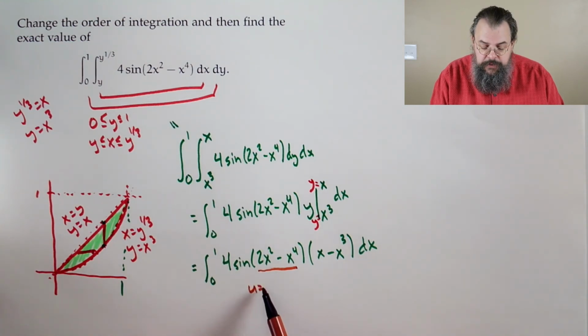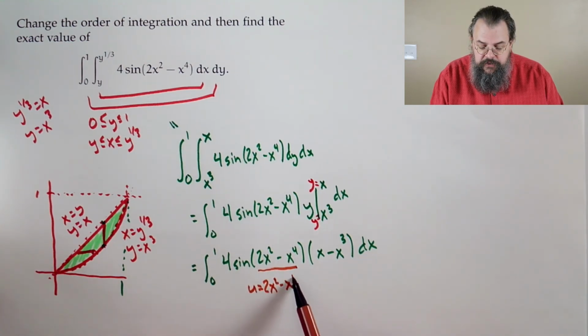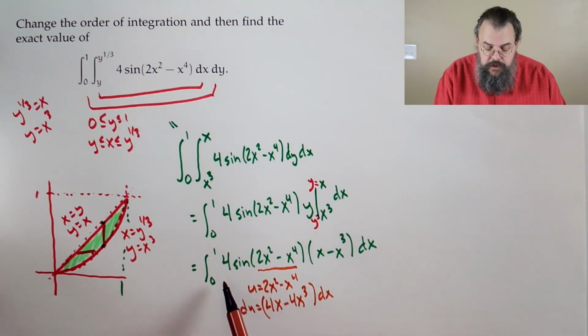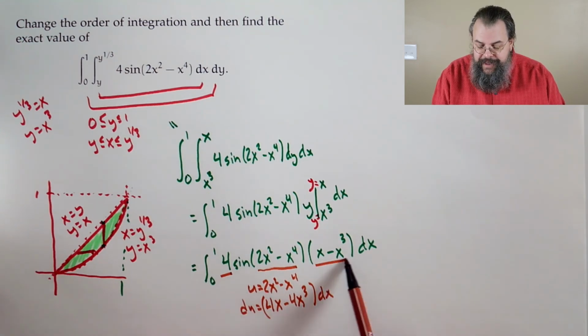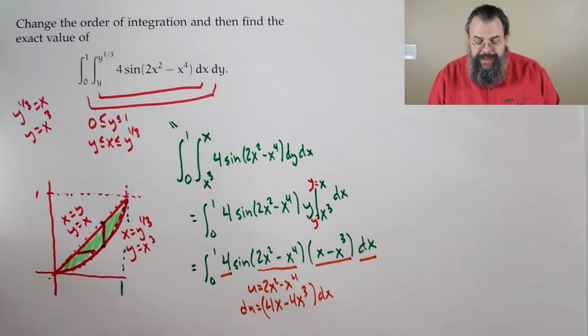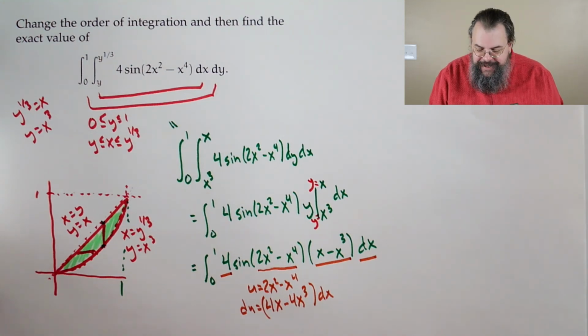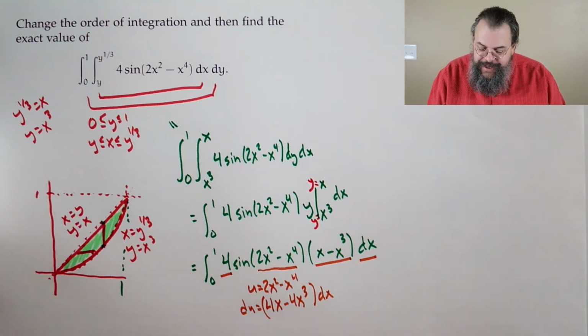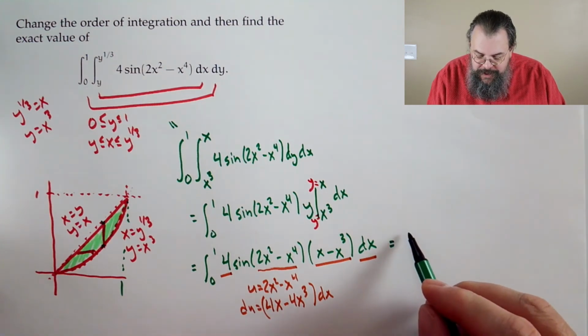So if you set u equal to 2x squared minus x to the 4th, what would du be? Well, 4x minus 4x cubed dx. And I'm sort of like, whoa, there's a 4 times x minus x cubed dx. All of that becomes du. It's like they wanted us to succeed. I think they did want us to succeed. So, what do we get?